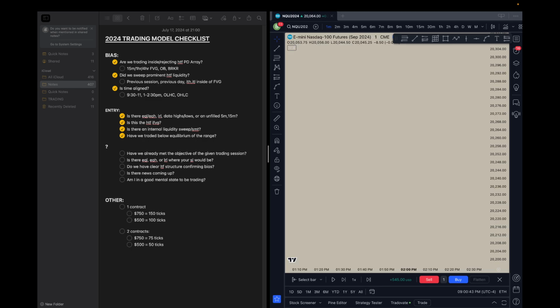Check to add, check it. Yes. Oh yeah, is there an SMT against bias? I mean, I feel like it's going to add too much analysis paralysis. Honestly, if your setup's good, your setup's good.